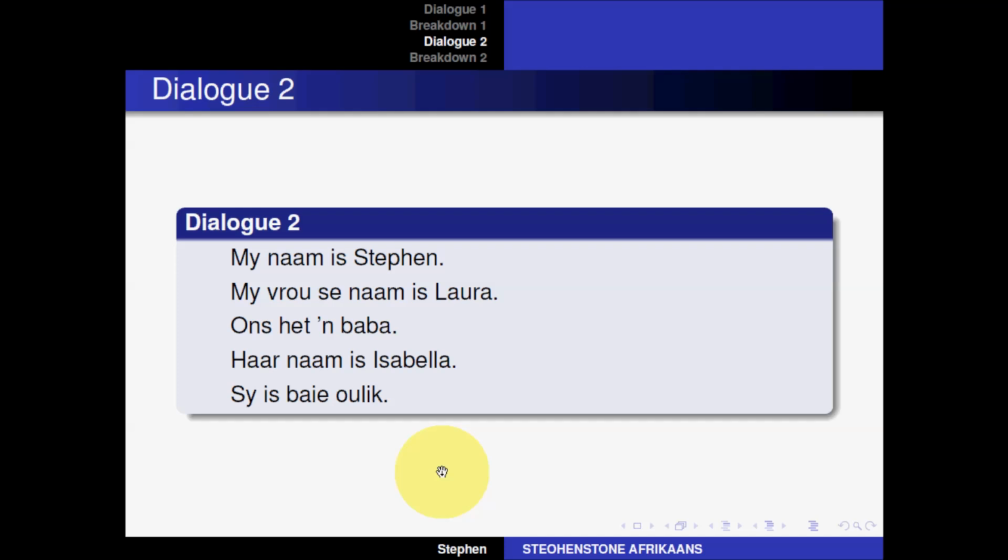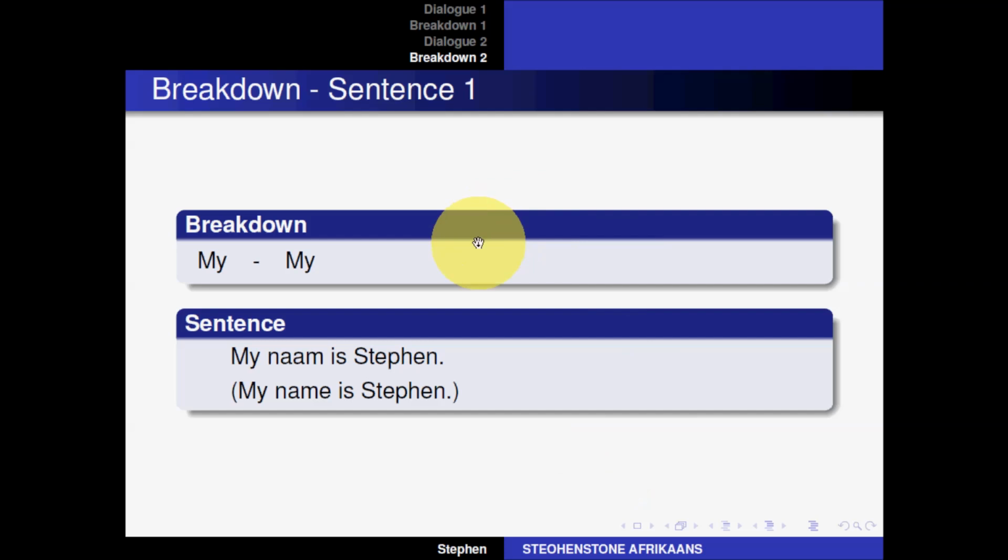Sy is baie oulik. Let's look at the first sentence. The only new word here is my, which means my. Doesn't get easier than that. So the Afrikaans sentence is my naam is Steven. That means my name is Steven.